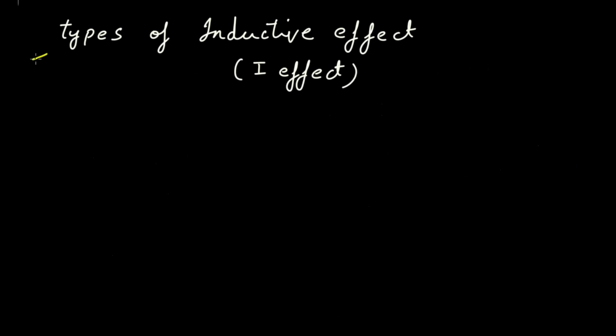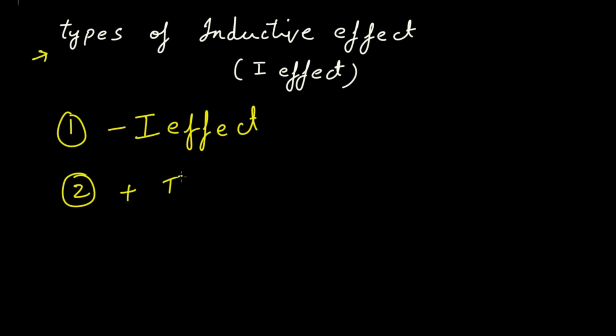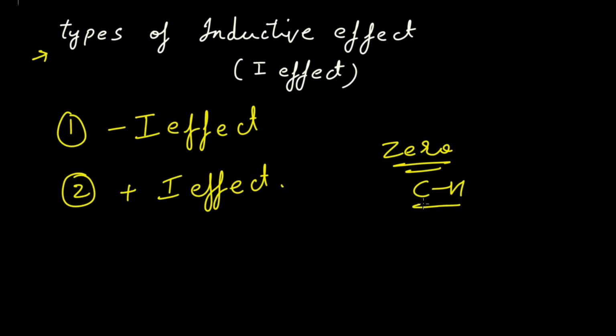Now we will talk about types of inductive effect. So there are two types of inductive effect. Number one is minus I effect. Number two is plus I effect. There are only two. And the third one is zero I effect, like in case of carbon and hydrogen bond. But we will mainly study minus I effect and plus I effect. Alright.